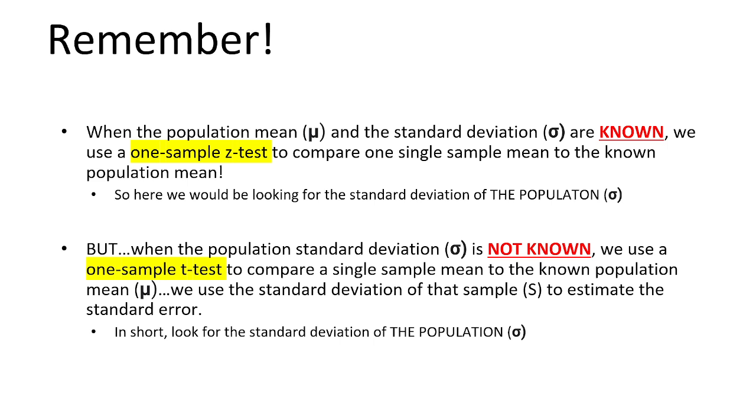So now we're going to be using a one sample t-test. We do not have the standard deviation of the population, excuse me. And we're trying to compare that single sample mean to the known population mean, which is mu. So we have to figure out the standard deviation of that sample in order to estimate the standard error. So in short, just look for the standard deviation of the population. And this will all make sense once we're going through the five steps, although I'm sure you guys have it down from Dr. Liu's lecture today.